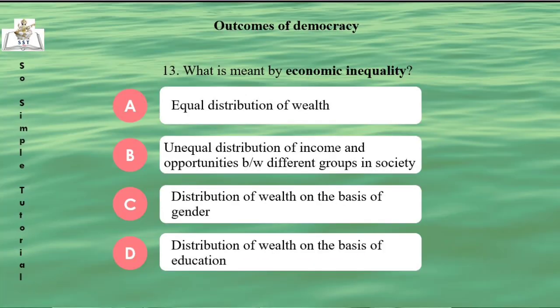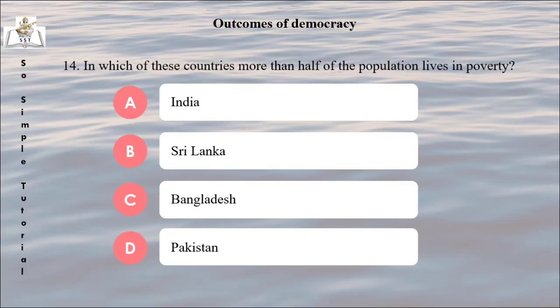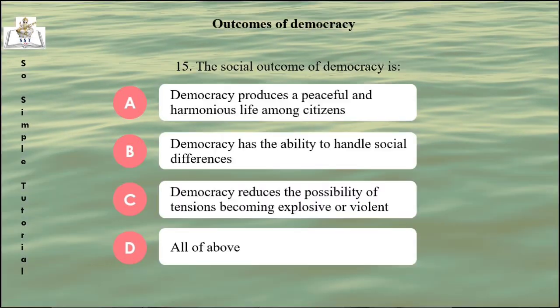What is meant by economic inequality? Unequal distribution of income and opportunities between different groups in society. So option B is correct. In which of these countries more than half of population lives in poverty? It is Bangladesh. So option C is correct. The social outcome of democracy is all of above. So option D is correct.